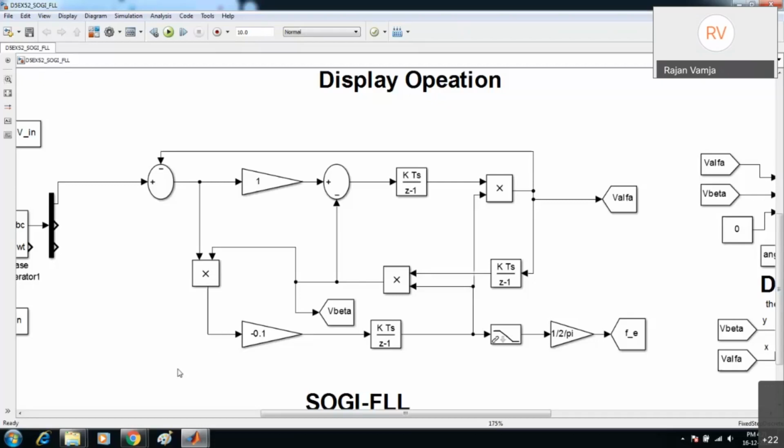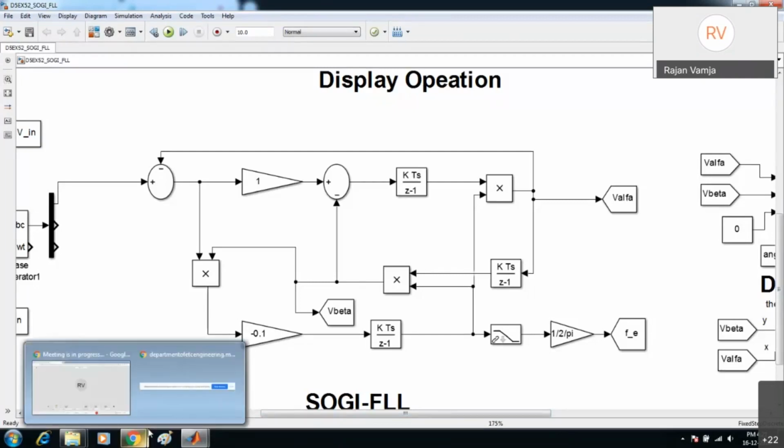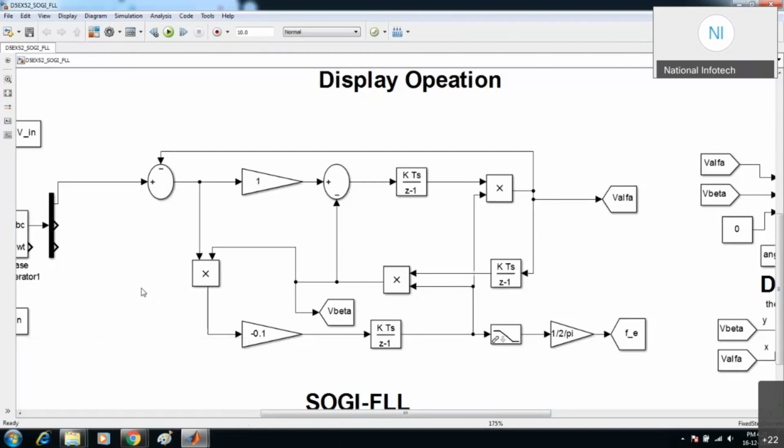Yes, sir. So I think we have concluded today's topic, FLL, SOGI FLL and SRF PLL, both of the techniques. If participants want to ask any question related to the implementation, they are welcome to ask these questions. Please. Anyone has any query regarding today's session?